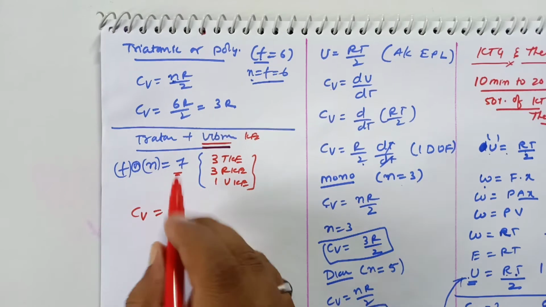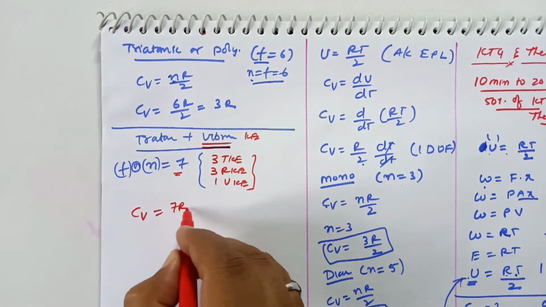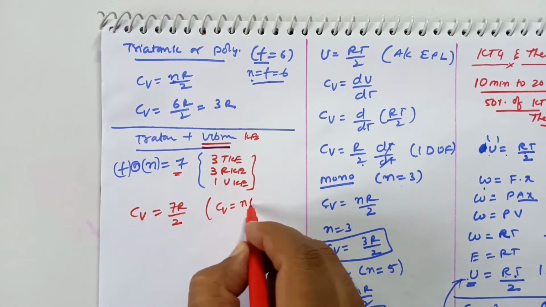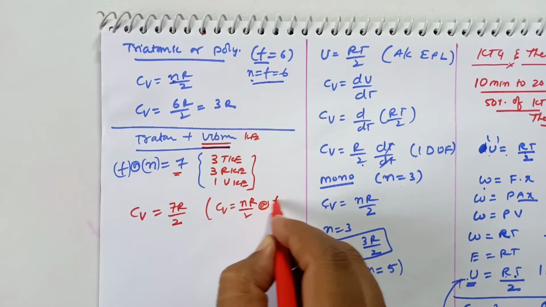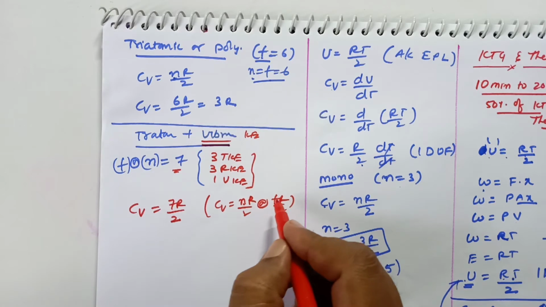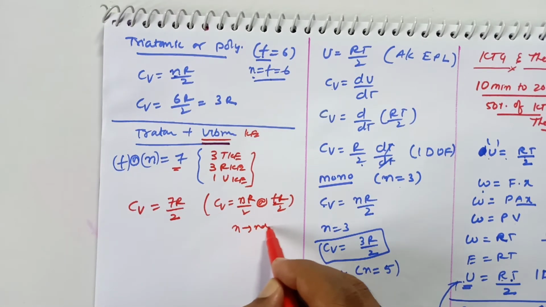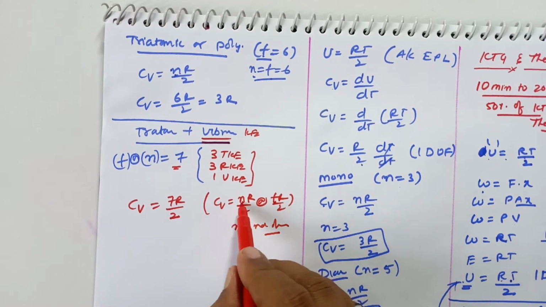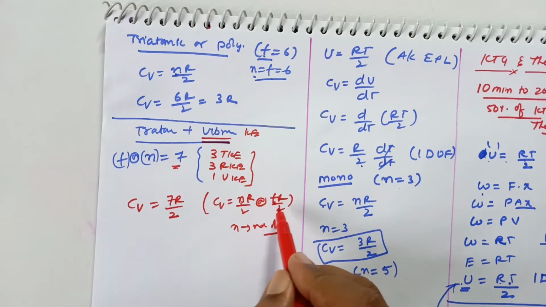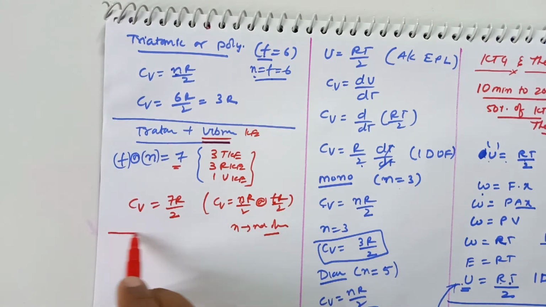Therefore, Cv for a triatomic molecule with vibration is considered as 7R by 2 here, because the formula is nR by 2 or fR by 2, where n and f are called degrees of freedom. Understood? Generally we take f here because n is considered to be the number of moles, and therefore you may get confused. So generally in the kinetic theory of gases, degrees of freedom is denoted by f here. Therefore, Cv is equal to 7R by 2 here.